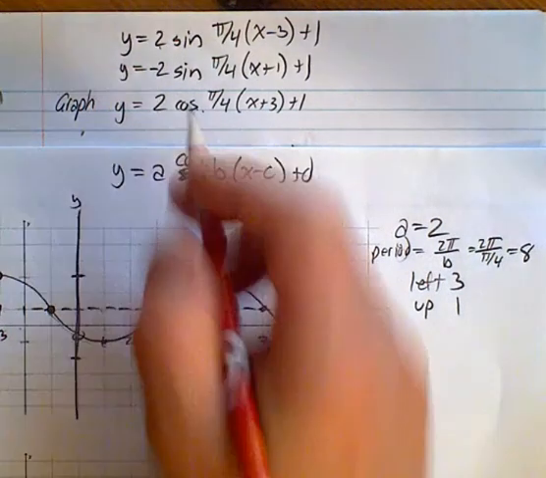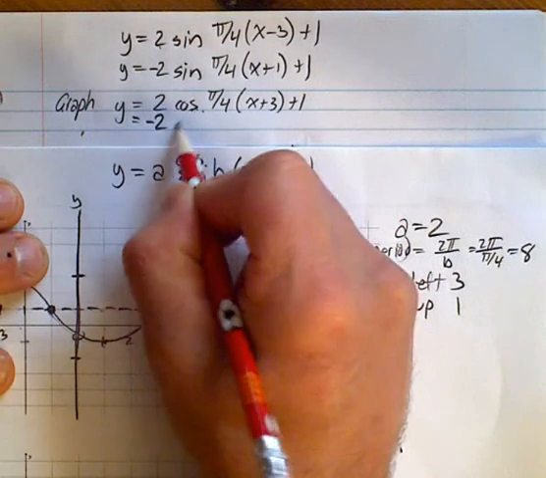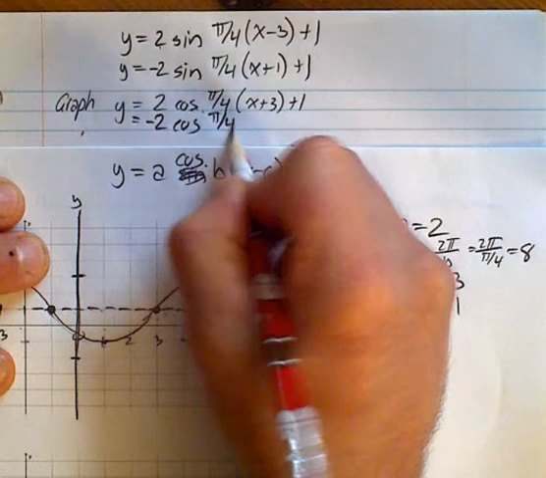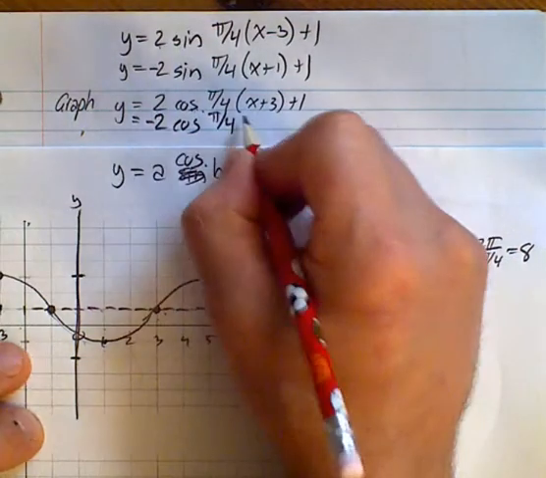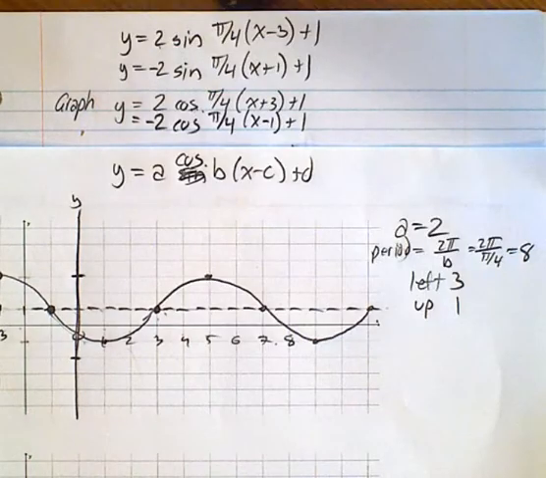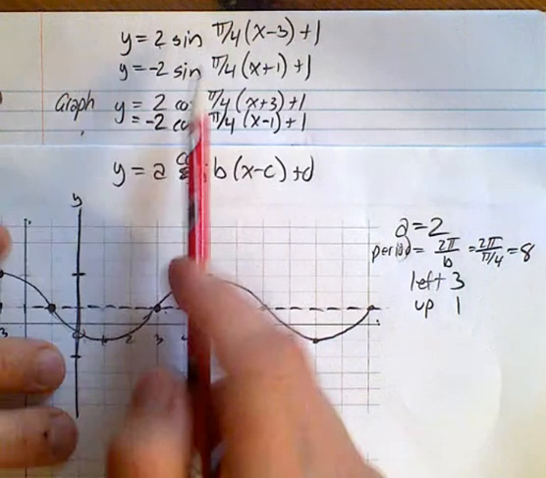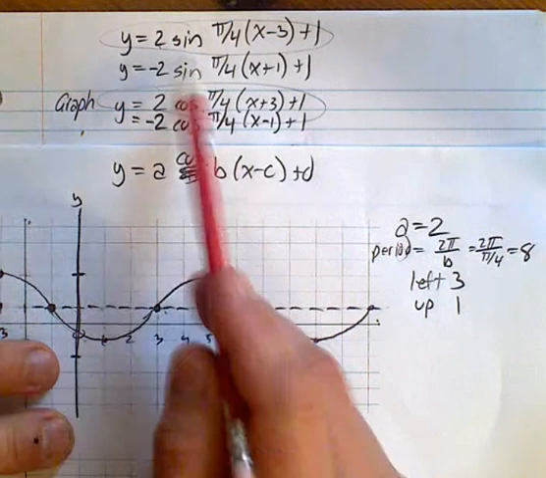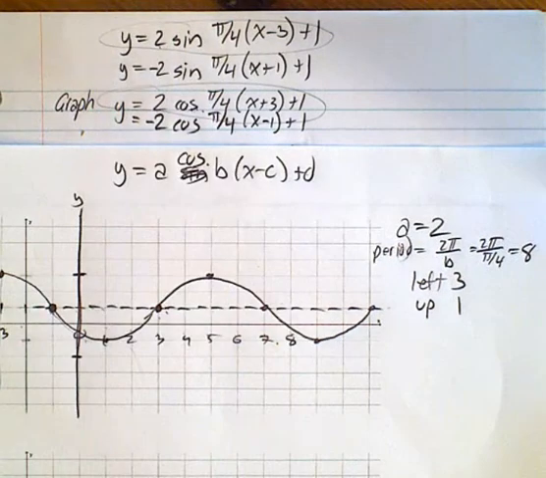If you want it to be a negative cos function, it'd be -2 cos. The period is still pi over 4. Now it's gone to the right 1, so it's x minus 1 plus 1. Now, which one of these is the best answer? Well, which one is the simplest answer? If you wanted sine, I would choose the positive sine, and I would choose the positive cos. If I can avoid negatives, I do so at all costs.